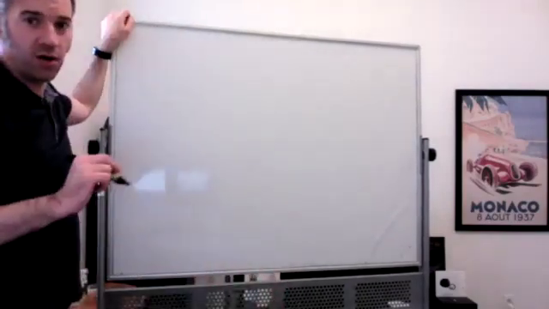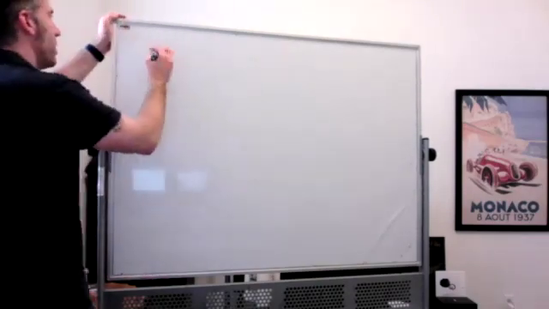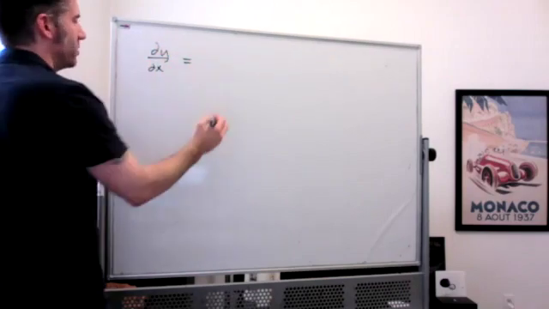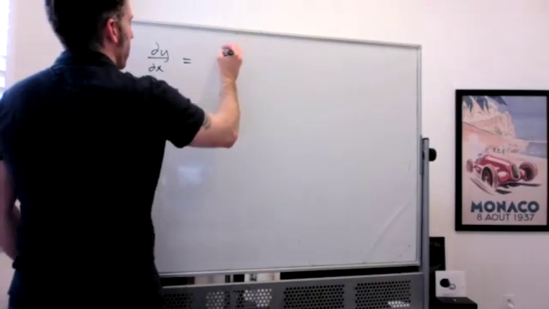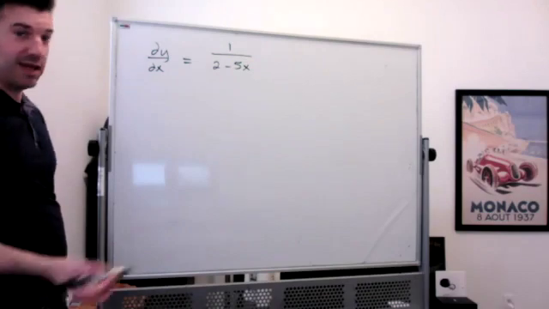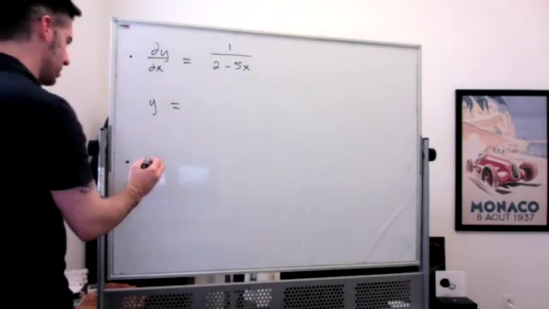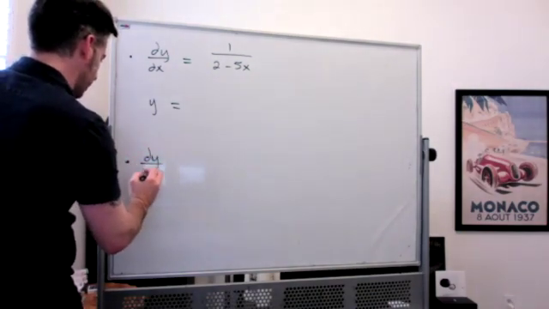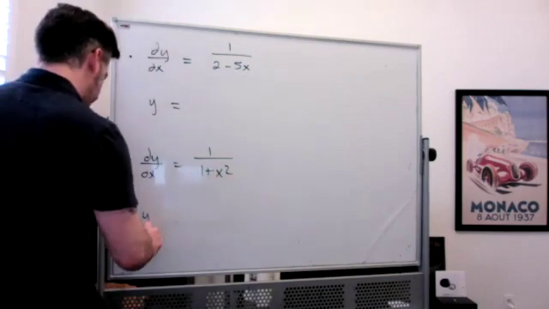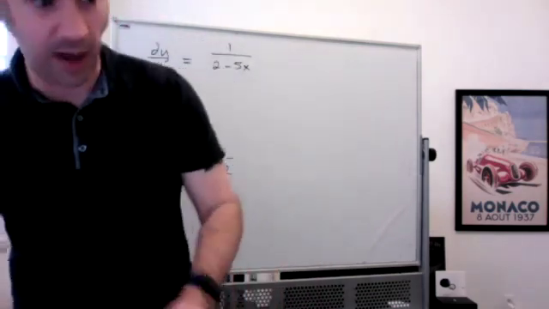So I'm going to actually give you a minute to work on a problem. I'm going to use the restroom. So here is my derivative. dy dx is equal to 1/(2 minus 5x). I want you to find the antiderivative. And then I'm also going to have you do this one. Your derivative is 1/(1 plus x squared). Find the antiderivative. I'm going to go use the restroom real quick. I'll be right back.